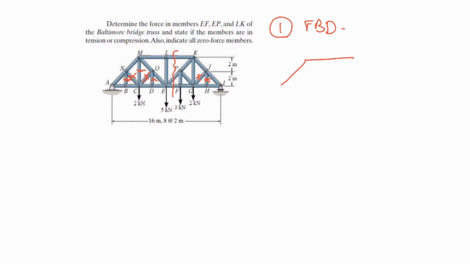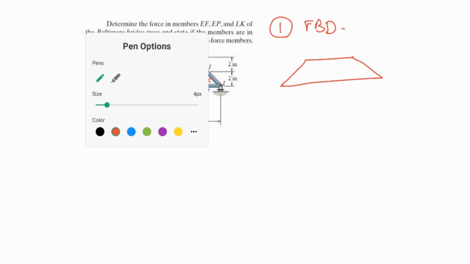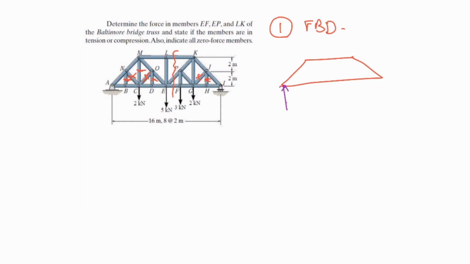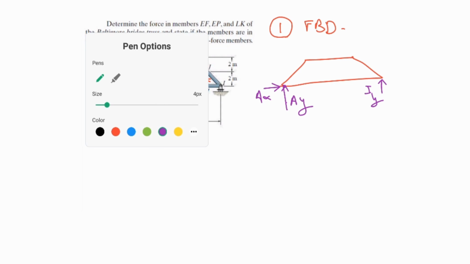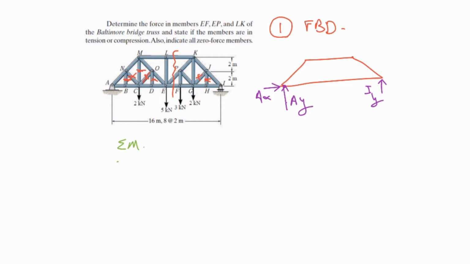I need to consider the whole system as this. What I would have is a force for A in the X direction and in the Y direction, and also a force of I in the Y direction. These are the reaction forces, and we have some external forces applied on the system. By considering that, we can find the reaction forces. The best way to find the reaction forces is sigma M around A, and we need to consider all these forces, one here, one in the middle, and two here and here. This is the free body diagram of the system.